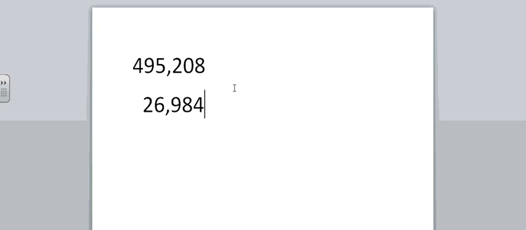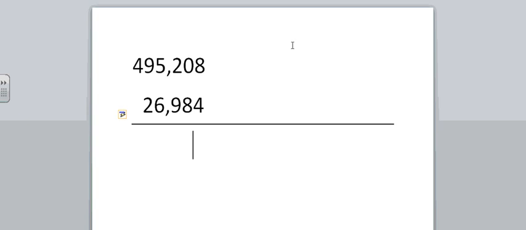Under here, 8 plus 4 is equal to, is way harder to add on the computer than you would think. 8 plus 4 is 12, carry the 1. This becomes 1 plus 8 is 9. 9 plus 2 is 11, carry the 1. So this becomes 6. 6 plus 6 is 12. Carry the 1.